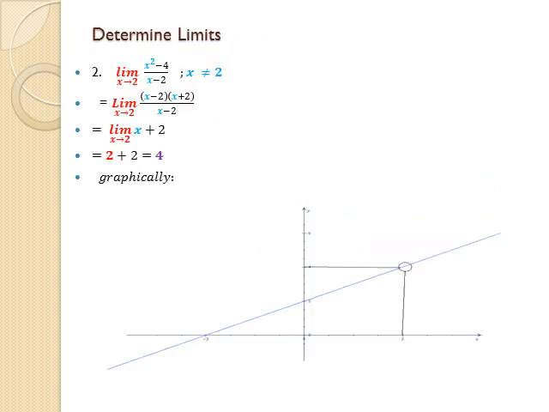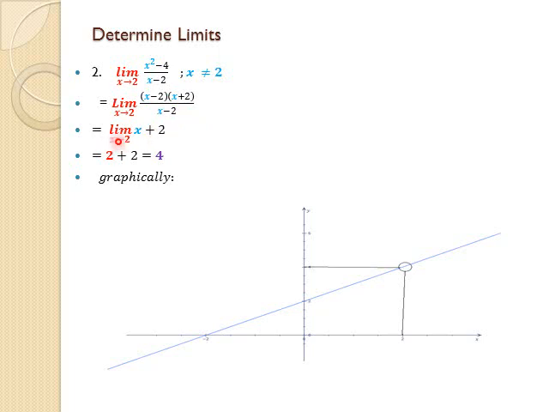Right, let's look at the next one. Now we want the limit as x tends to 2 of (x squared minus 4) over (x minus 2). Remember, the denominator x minus 2 can't be 0, because 2 minus 2 would give me 0, and anything divided by 0 is undefined. x squared minus 4 is a difference of two squares, so that becomes (x minus 2) times (x plus 2), since negative 2 times positive 2 is negative 4. The x minus 2 factors cancel, so I'm left with x plus 2.